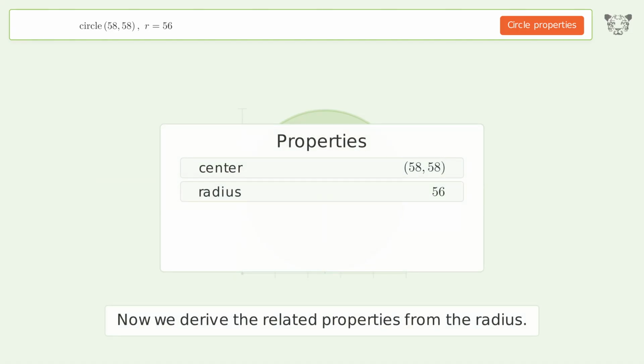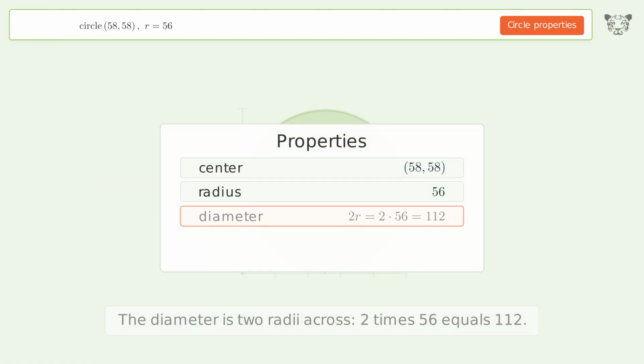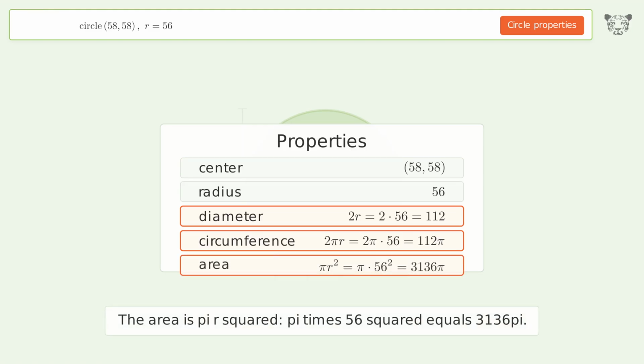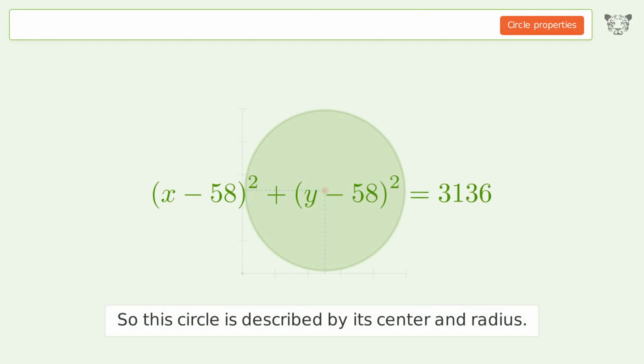Now we derive the related properties from the radius. The diameter is 2 radii across, 2 times 56 equals 112. The circumference is 2 pi r, 2 times pi times 56 equals 112 pi. The area is pi r squared, pi times 56 squared equals 3136 pi. So this circle is described by its center and radius.